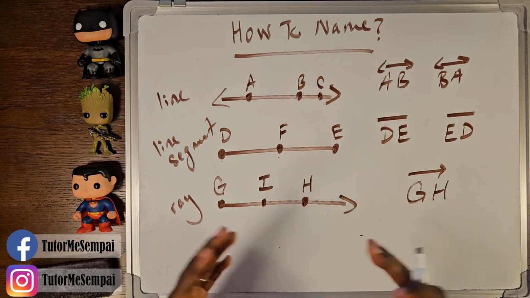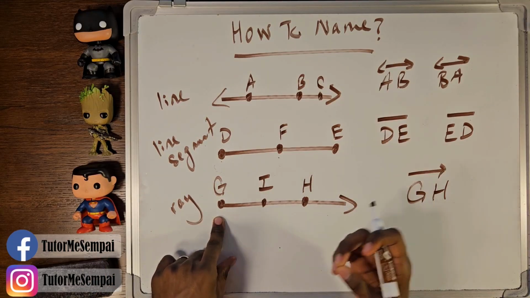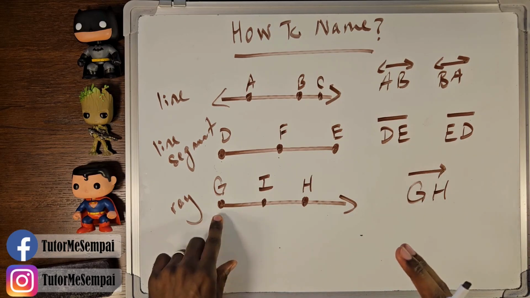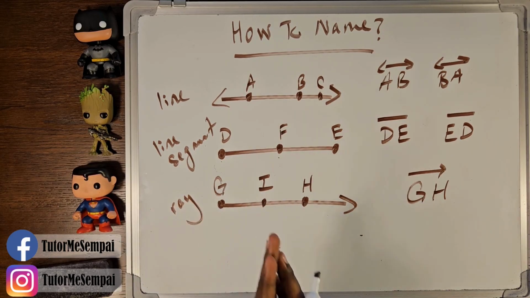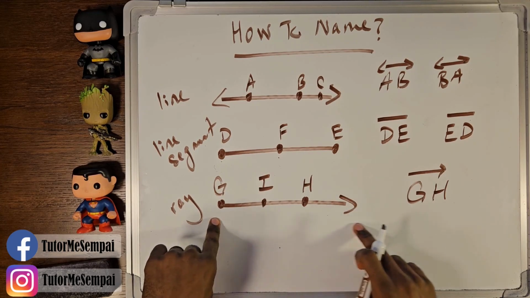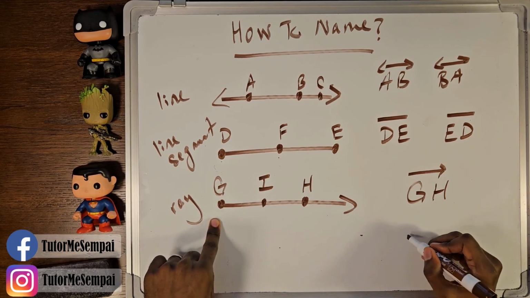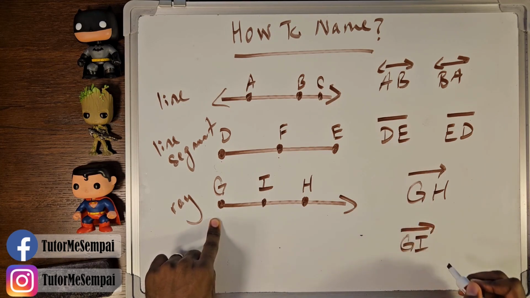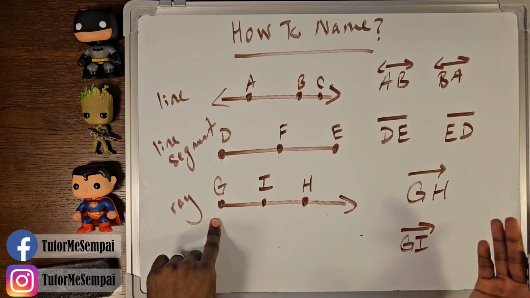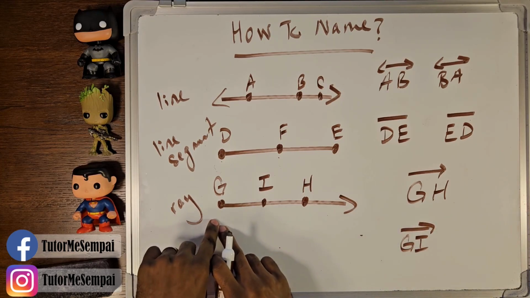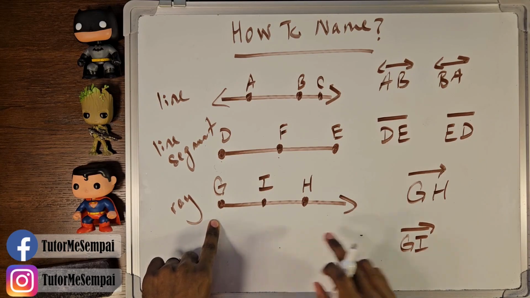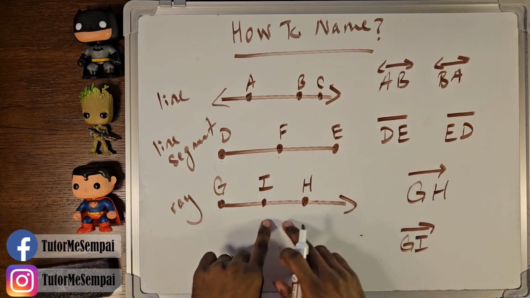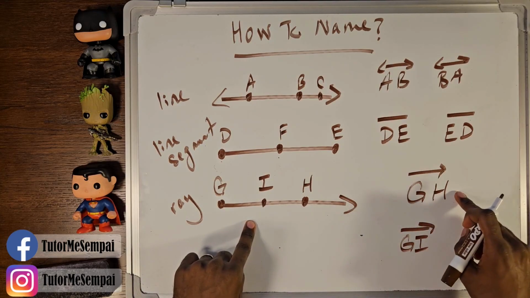Now, if you're talking about the entire ray, it's acting like your line segment, so you have to make sure you're focusing on the outside point that starts that ray. So let's say we're talking about this big ray here. You would still be able to do GH or GI. It doesn't matter which one you do, as long as you're starting with your G. Both of these would name the same ray. It's going to be starting at G, and another point on your ray is either I or an H.